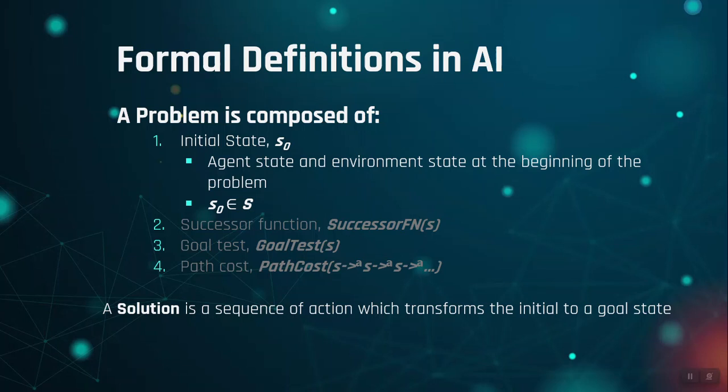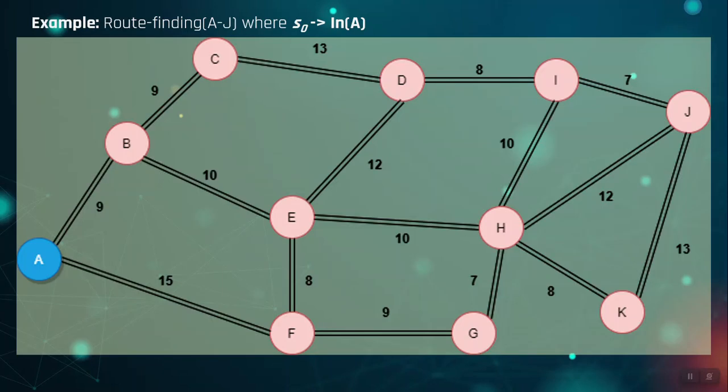Okay, so let's say that S sub 0 is the start state in A, where you find the current location of the agent. So the initial state here is the agent state and environment state at the beginning of the problem. That's the first position of your agent in AI. So let's say your agent is currently at A. So you have to find the route from A to J where S sub 0 is in A. So you're here, currently.